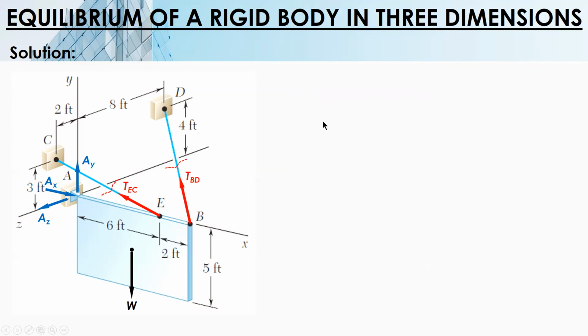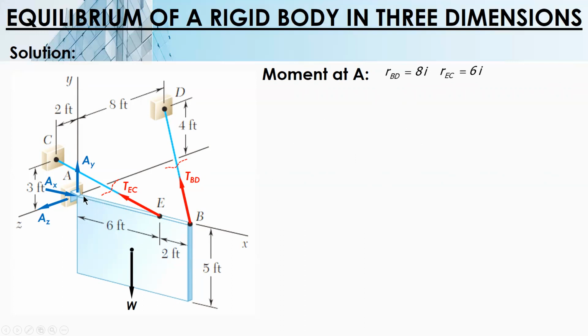The second relation is summation of moment equal to 0 at the support, the ball and socket. And since moment is a cross product of R and F, we need a position vector. Remember that the position vector starts from the point where you want to get the moment up to the tail of the force. So the position vector of TBD will start from A and will end at B, and that is simply positive 8i. For TEC, it's simply 6i.